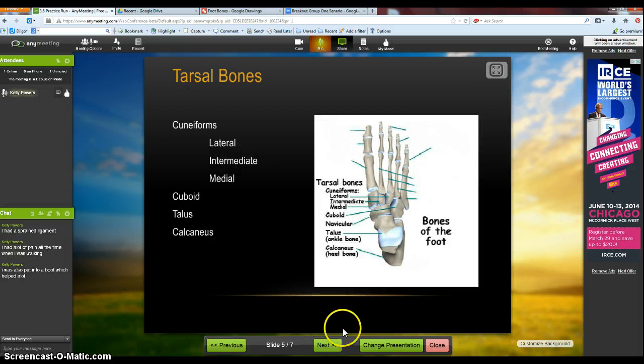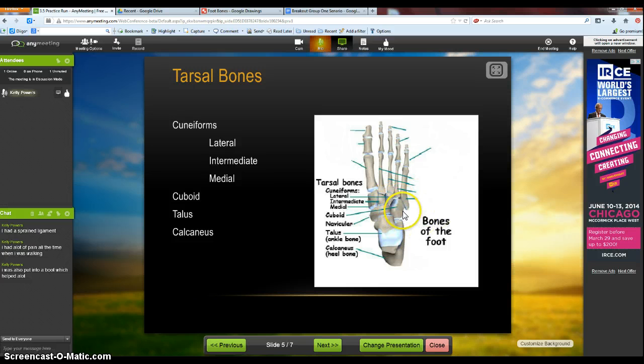So next are the tarsal bones of the foot. These are just the other foot bones that make up your arch and support you when you're walking. So first you have the cuneiforms, the lateral, intermediate, and medial. So medial always means closer to the midline. So middle, hence why it would be underneath the big toe. Intermediate, meaning in the middle, and lateral, meaning closer to the outside.